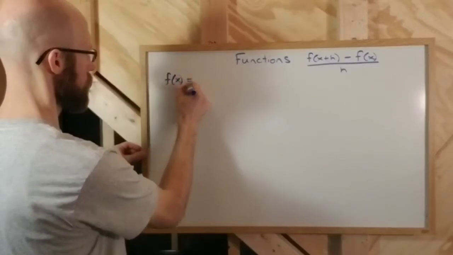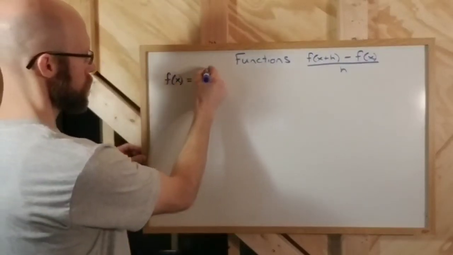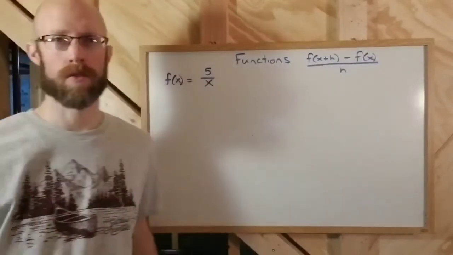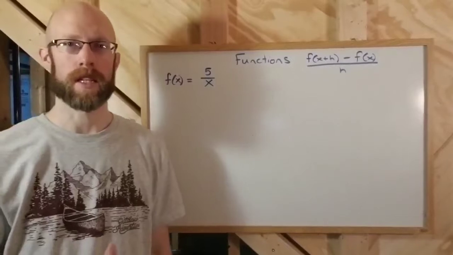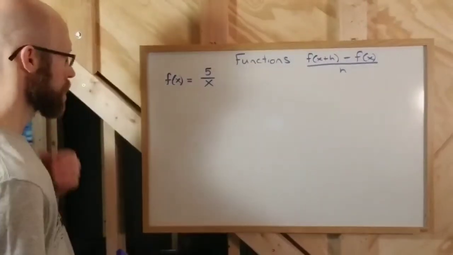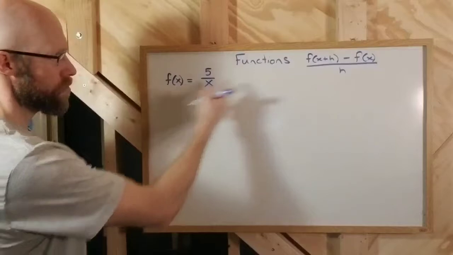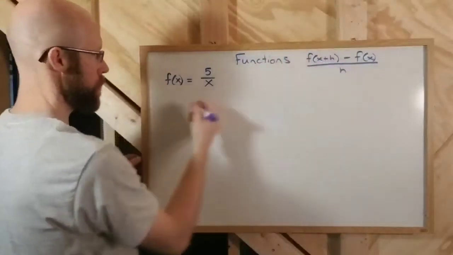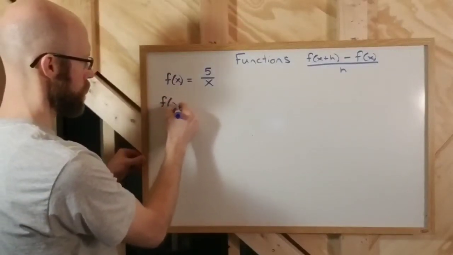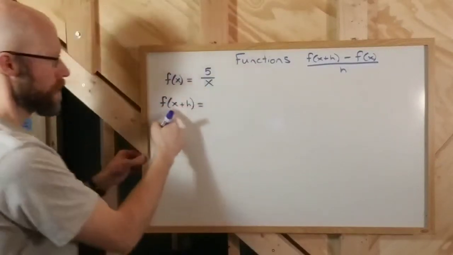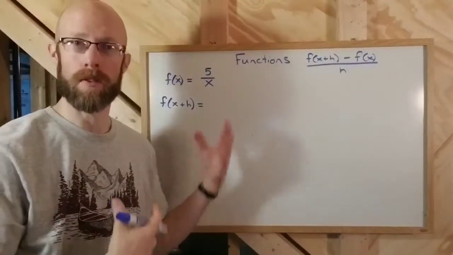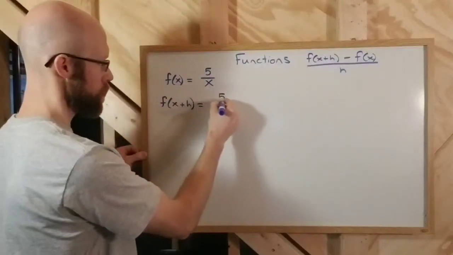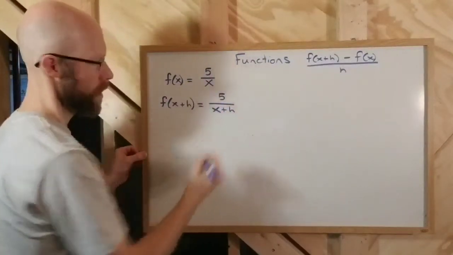f of x equals, let's do 5 over x. Let's try something like that. It's a rational function, so it has a variable in the denominator. Okay, so let's try to piece together all this information. The first thing we need is f of x plus h. So f of x plus h, remember, the x plus h is what's going to go in for the x in the original function. So this x in the bottom gets replaced with x plus h.